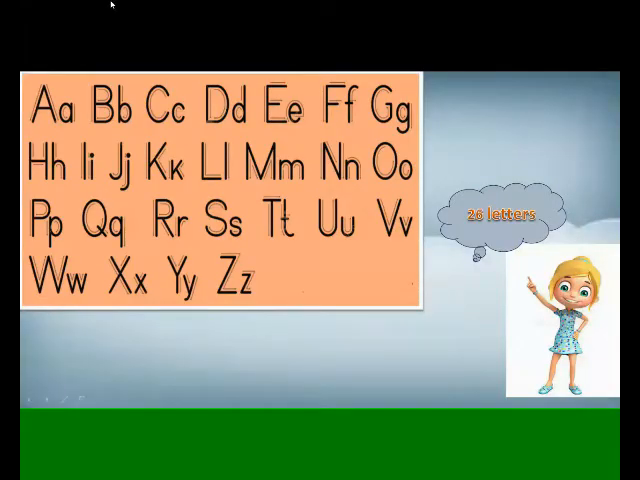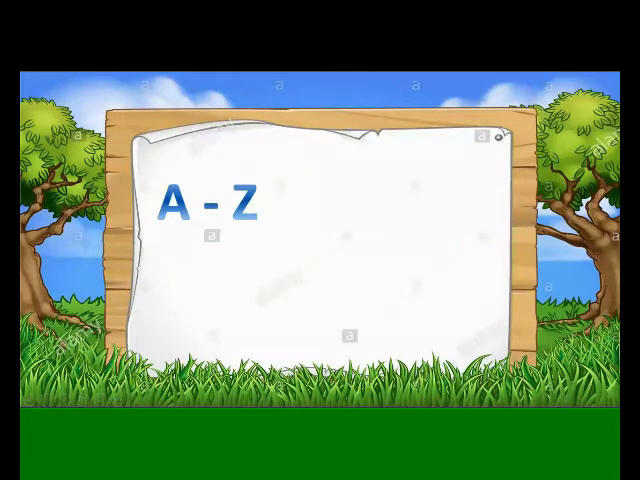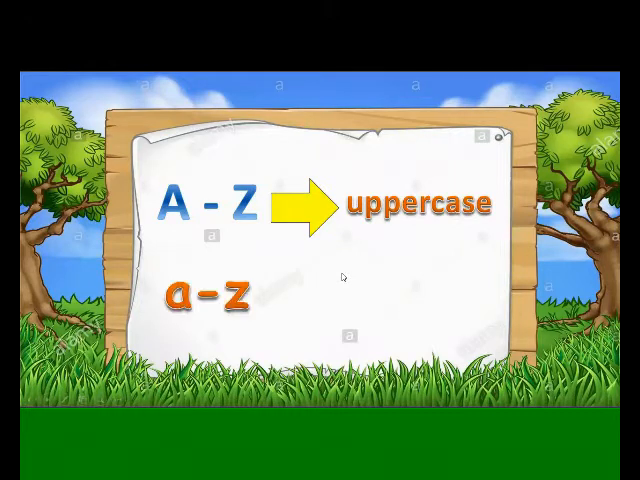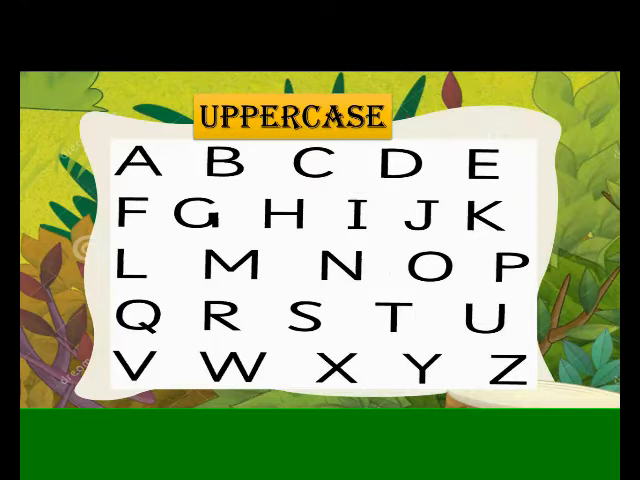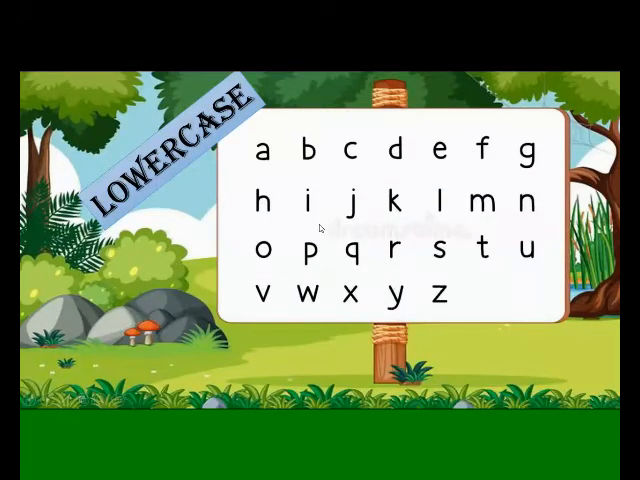Okay, now students, there are 26 letters in English alphabets. There are two types of alphabet letters, uppercase and lowercase. These are uppercase letters. As you see on your screen, these uppercase letters are also known as capital letters, and all these letters are written in the upper three lines. These are lowercase letters. These letters are also known as small letters, and these small letters are called sounds. These are the sounds.